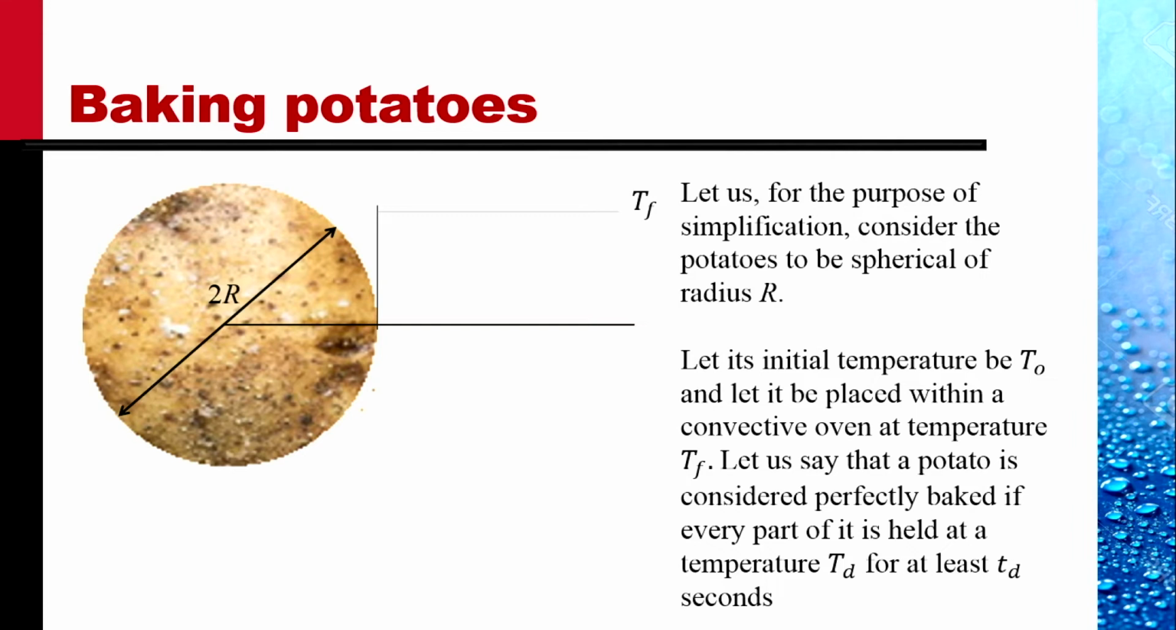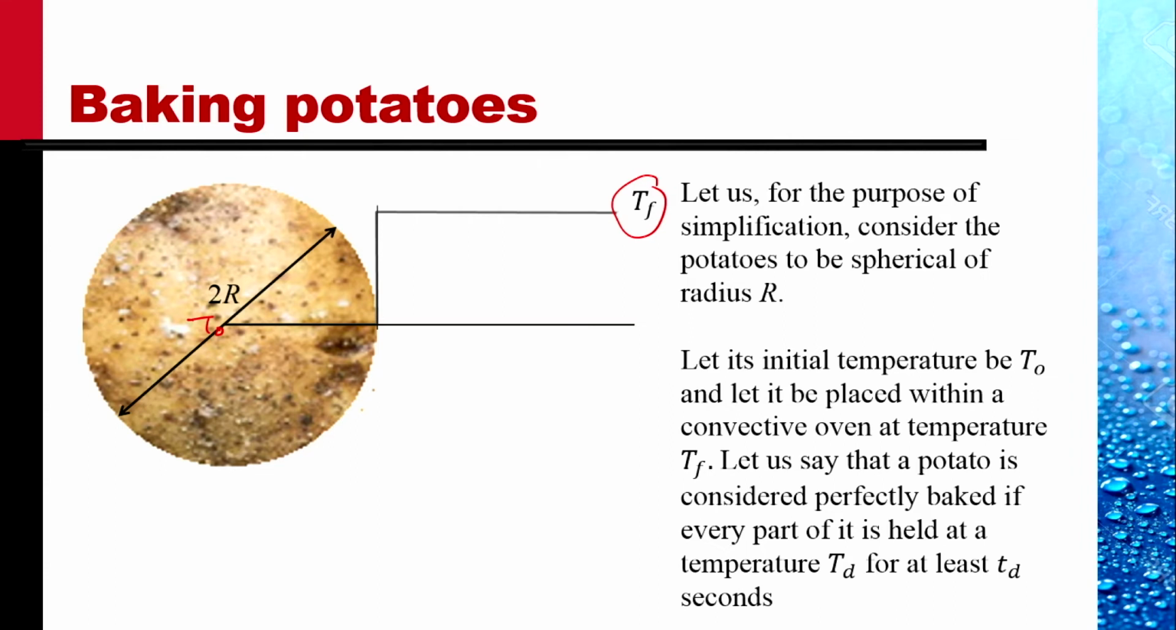Initially, this black line represents the temperature. This is the initial temperature T naught throughout the potato. Temperature Tf is the temperature in the oven. The air in the oven is at temperature Tf and is heating the potato by convection.